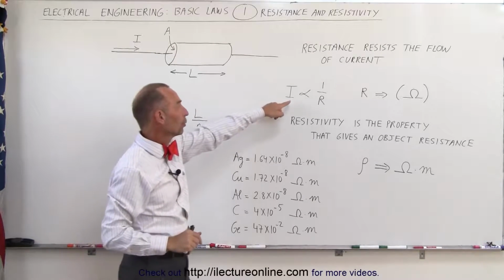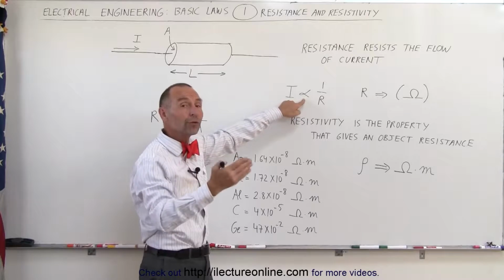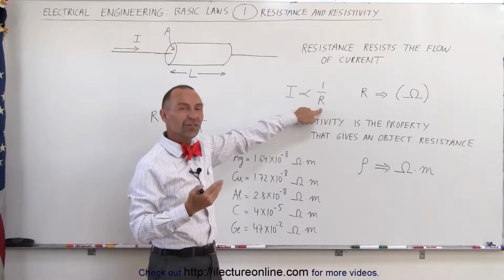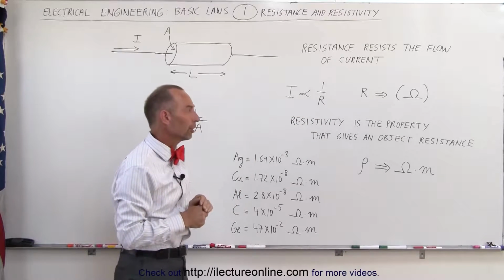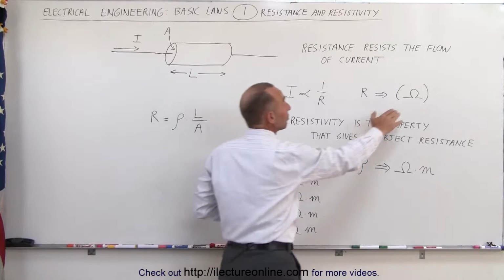The amount of current that can flow through the object is proportional to 1 over the resistance. If you double the resistance, you will halve the current; triple the resistance, you have 1/3 the current, and so forth. The unit for resistance is ohms.